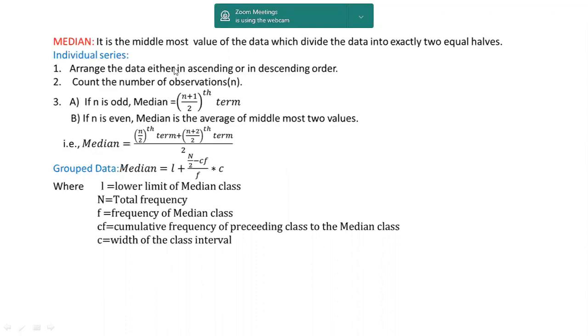Similarly, we have median for the group data. If the group data is provided, then the median will be L plus ((n by 2 minus Cf) by f) into C, where L is the lower limit of the median class, n is the total frequency, f is the frequency of the median class, Cf is the cumulative frequency of the class preceding the median class, and C is the width of the class interval.